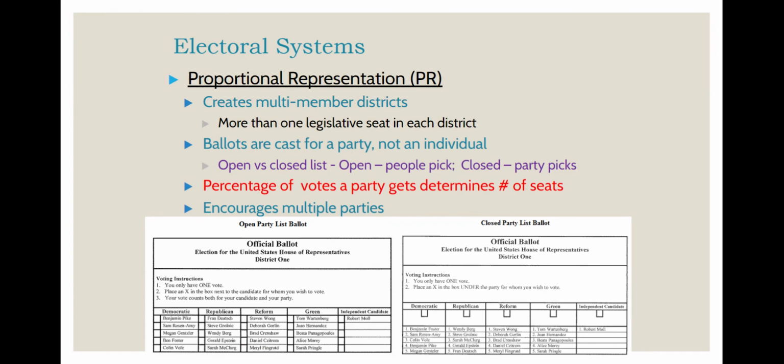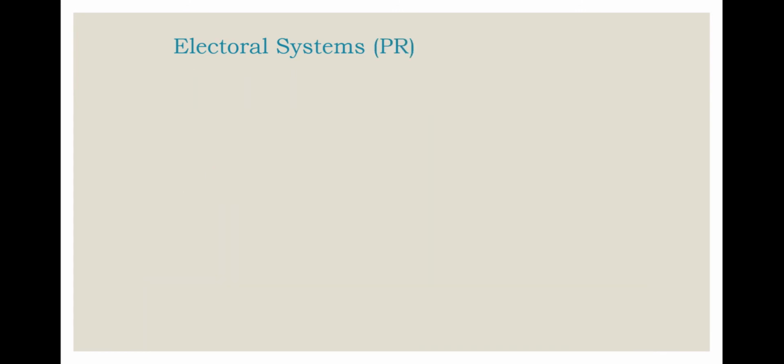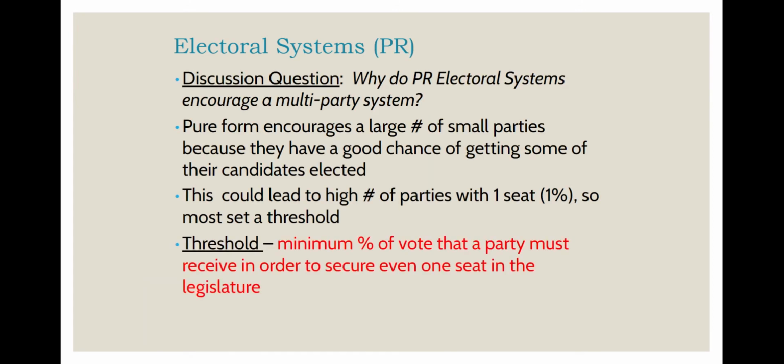Proportional representation systems also have the potential for multi-member districts, in which more than one legislative seat can be filled in each district. The biggest part of this is that proportional representation systems encourage a multiple party system. The thinking is that even if you don't have a chance of winning the overall 50%, every percentage you get generally gets rewarded with a commensurate number of seats in the legislature.